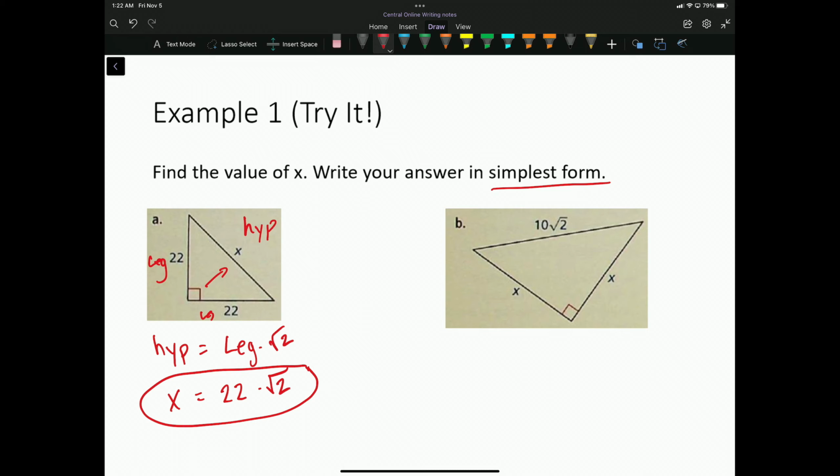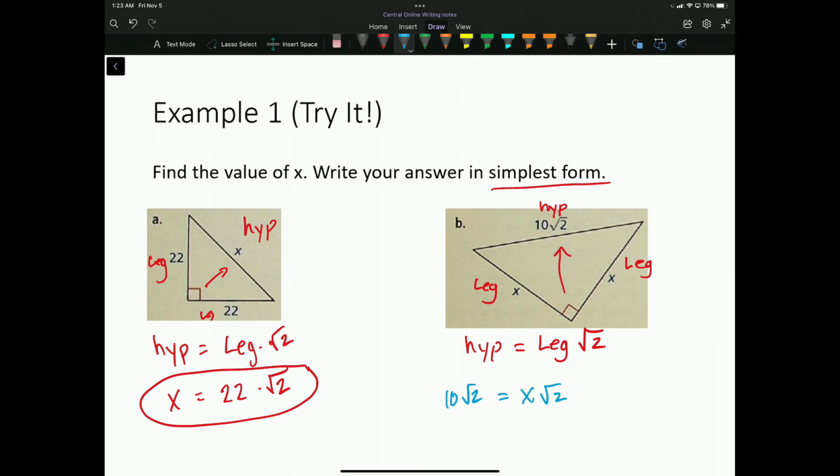For B, again, remember we have our hypotenuse equals leg times the square root of 2. So our hypotenuse is here. Here's my hypotenuse. That's the side opposite my 90-degree angle. And our legs are going to be here. Leg and leg. All right, so if you just go and plug those in, we have x equals, oh, whoops, not x. My bad. I got those backwards. My hypotenuse is 10 square root of 2. My leg is x, so x times the square root of 2.